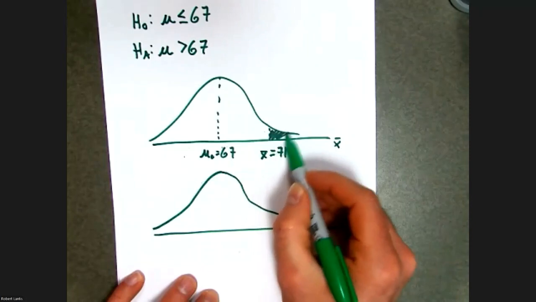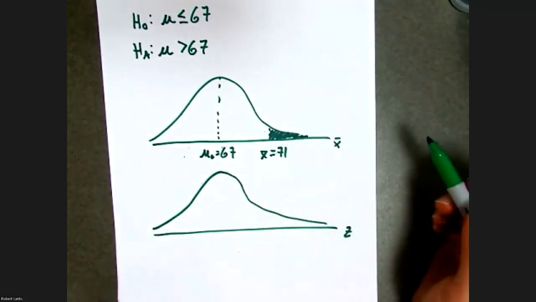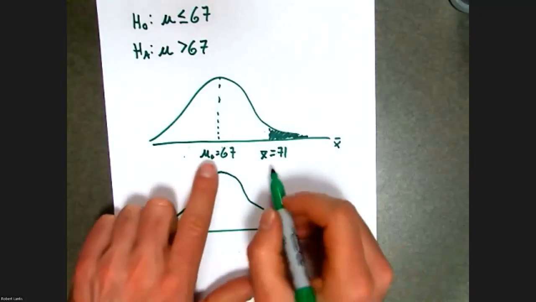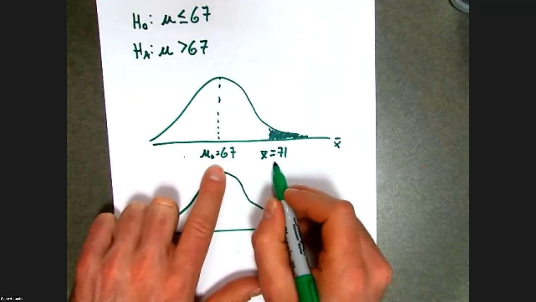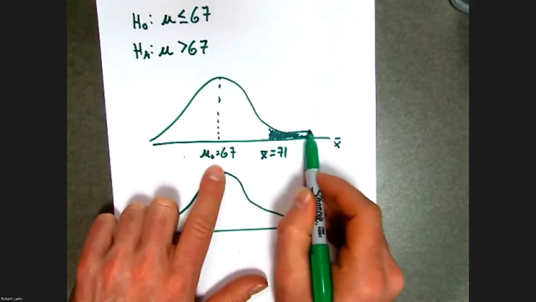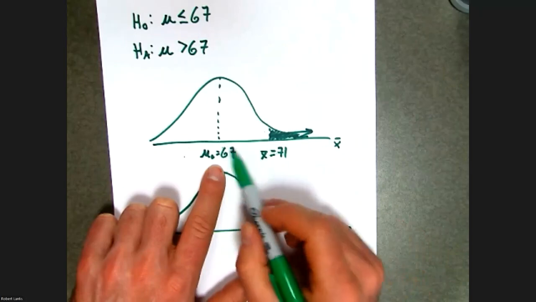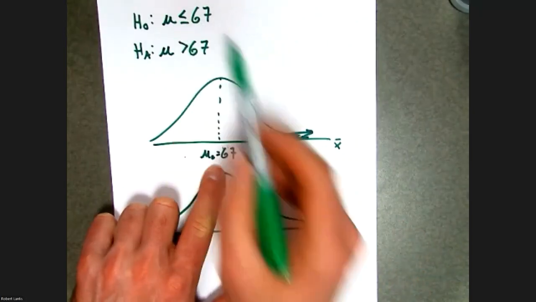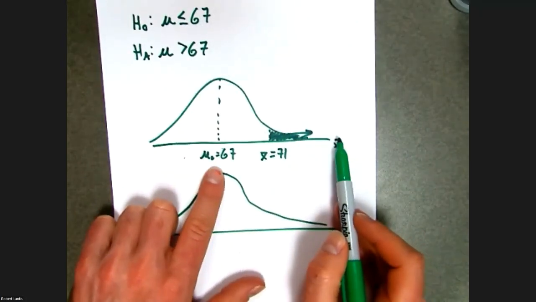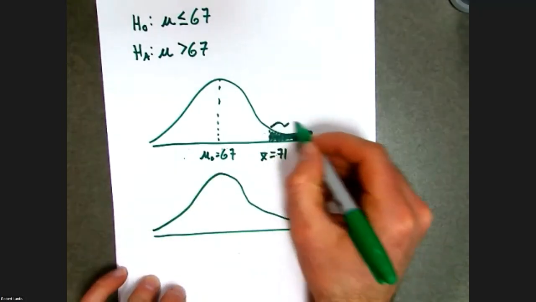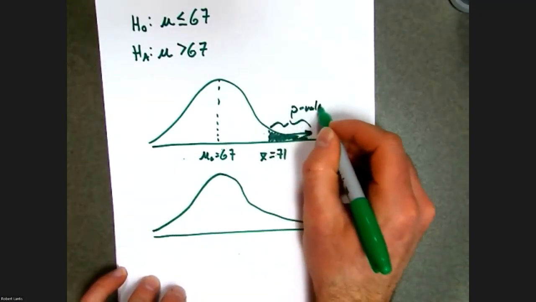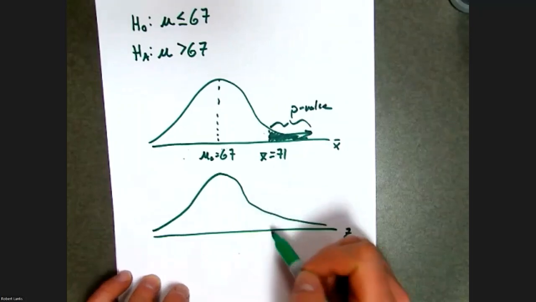So now my p-value, because our loose interpretation of the p-value is the probability I saw sample evidence that was as inconsistent as what I found, or anything more inconsistent. In this case, more inconsistent with the null means seeing an even larger sample mean. So now my p-value is going to be the area to the right of my test statistic.